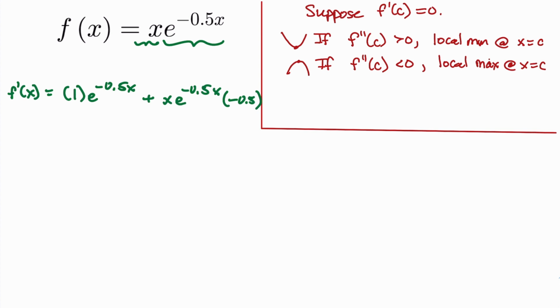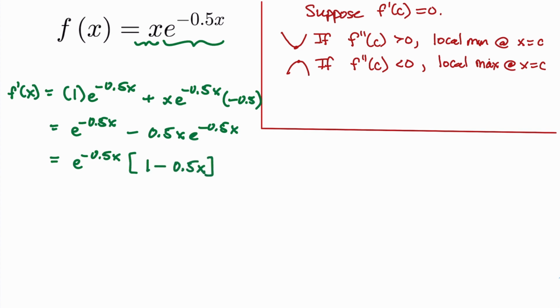So I'm going to clean things up, and all that means is I'm not going to write the 1, and then I'm going to say minus 0.5x e to the negative 0.5x. And actually what I'm going to do, before I say it's simplified, is factor out e to the negative 0.5x. And that's going to leave me with 1 minus 0.5x. So this is my first derivative.